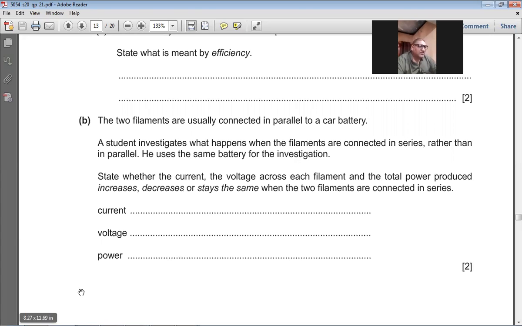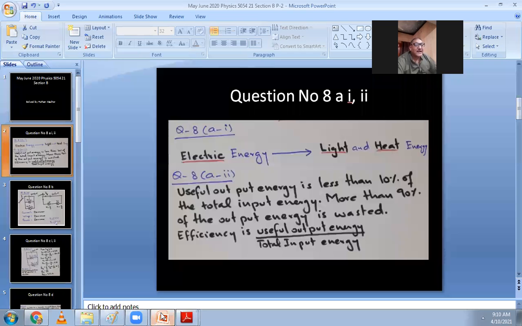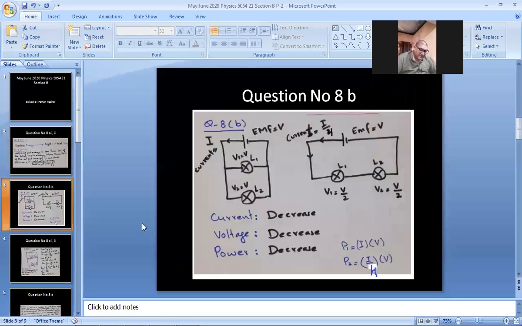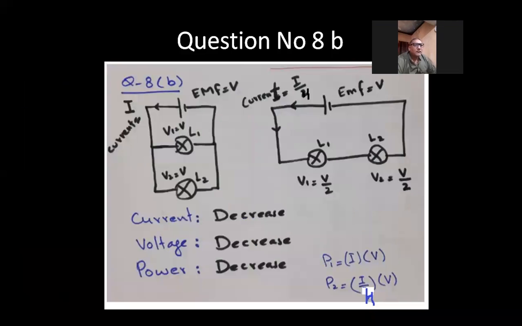It's a very simple 2-mark question, but to understand how we decide, that's a bit difficult. Let me show you my work. Normally you see in the first diagram, the lamps are connected in parallel to each other, and suppose they are identical. Let's say the EMF of the battery is V and the current I will be coming. The voltage drop here will be equal to the EMF of the battery.